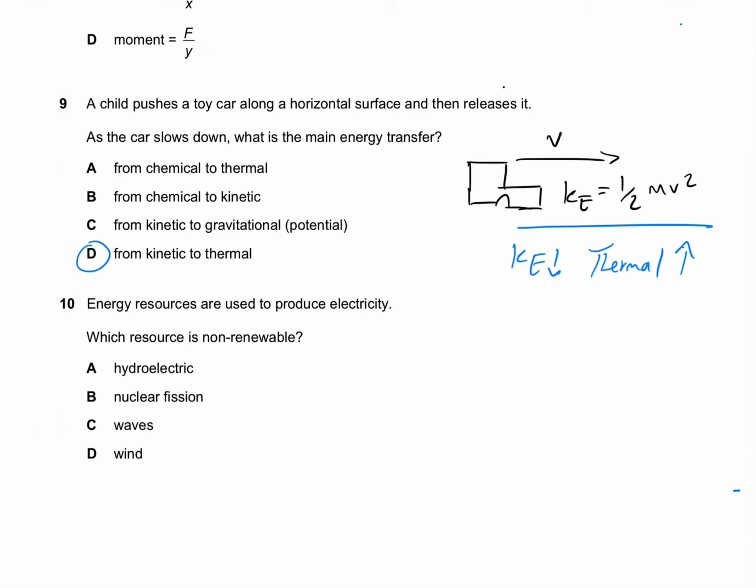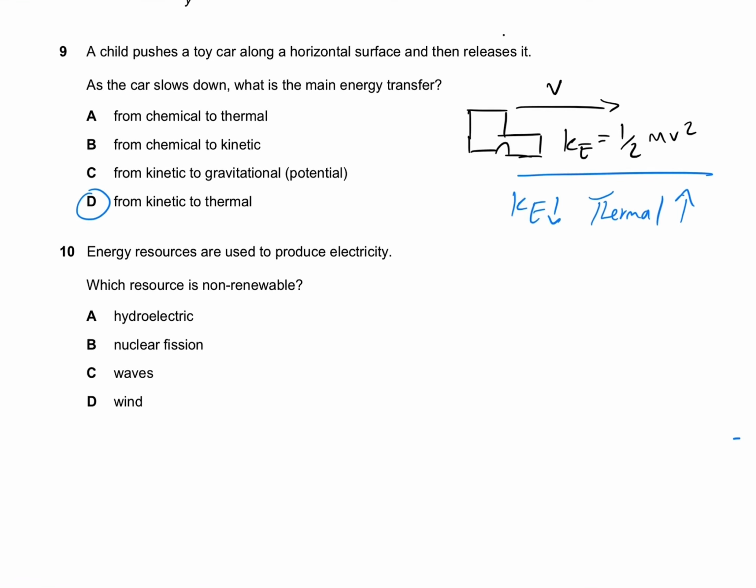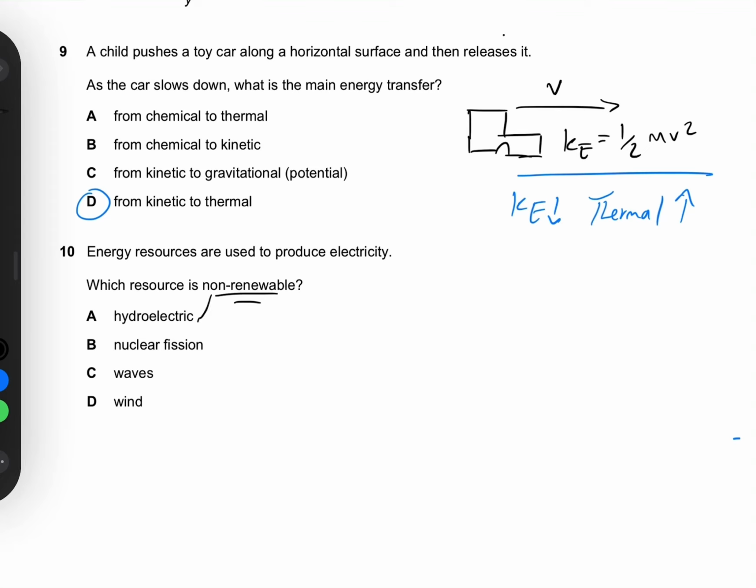It says, energy resources are used to produce electricity. Which resource is non-renewable? We know that renewable energy resources are the ones that are basically replenished by nature, such as solar energy, but non-renewable ones are things that are not going to be replenished, at least in a very short amount of time, such as oil, coal, etc. So which one is non-renewable? Hydroelectric is definitely renewable. Waves are renewable. Wind is also renewable. The only thing that is not renewable is nuclear fission.